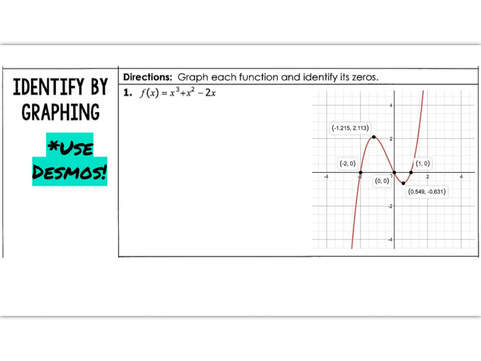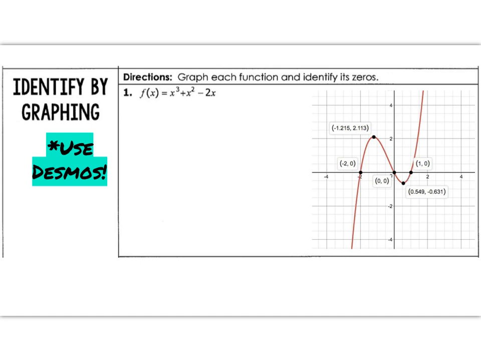Let's continue. So what does that mean when we're graphing a function? How do we identify the zeros by graphing? What I want you guys to do is to definitely use Desmos to graph these polynomial functions, and then you would get a graph that looks like this. We see that it's a third degree polynomial. Therefore, we know it could have at most 3 real zeros. When we're looking at this graph here, our zeros are wherever it crosses our x-axis. So the points at which it crosses the x-axis would be (-2, 0), (0, 0), and (1, 0).